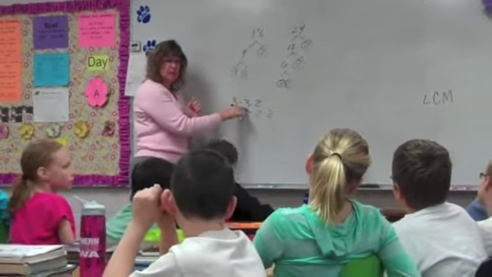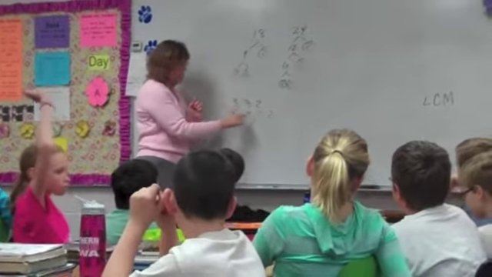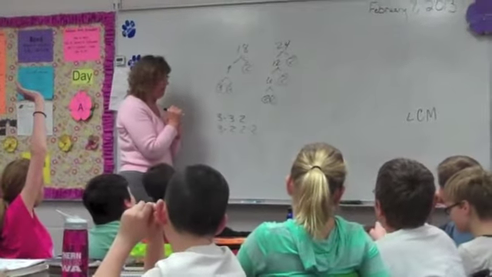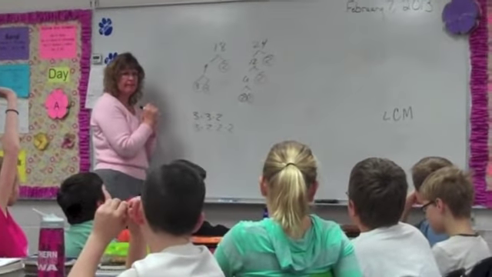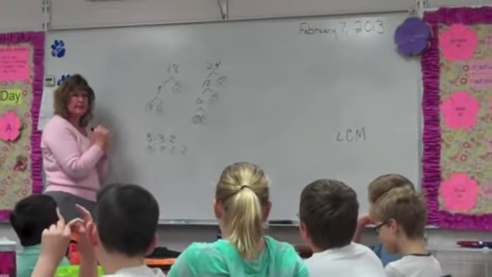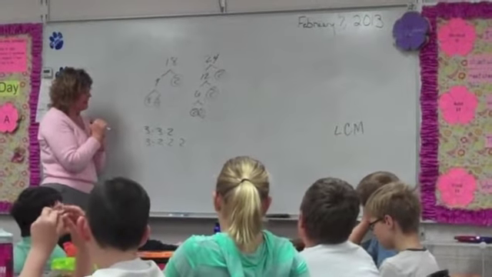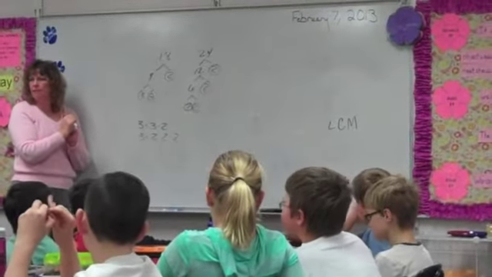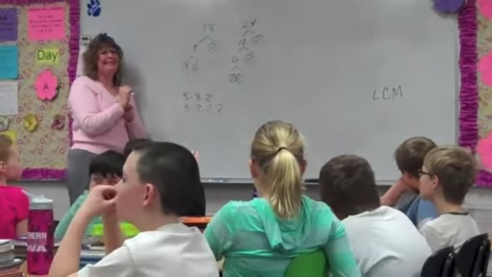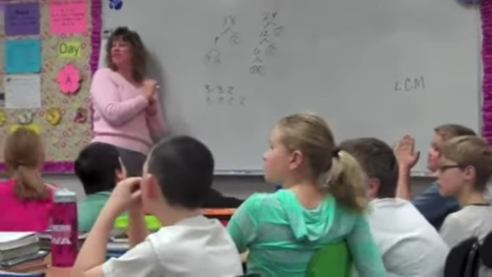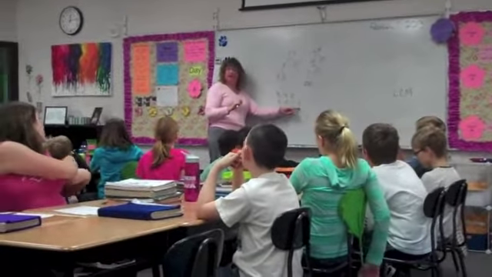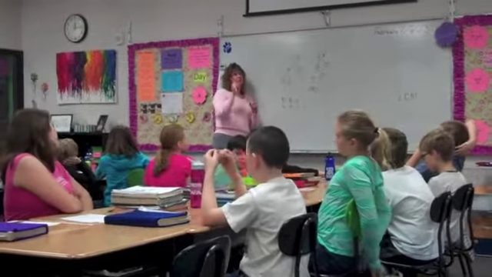So I take 3 times 3, times 2, times 3, times 2, times 2, times 2. No. Just 3 times 3 times 2, and then after that you take 3 times 2 times 2. Times 6. Who agrees? No. He said you multiply all of these and then you multiply all of these. But you're on the right track.